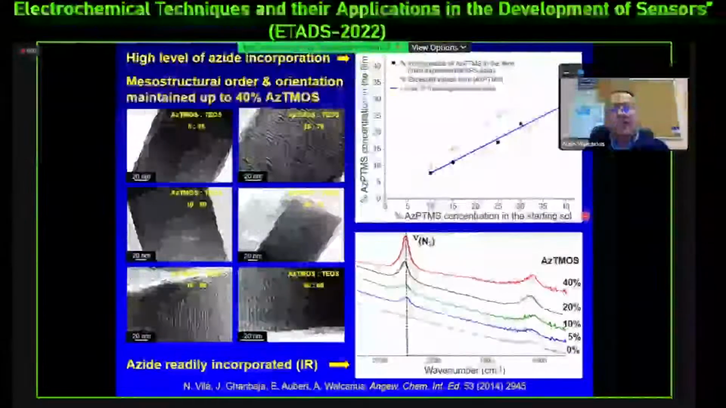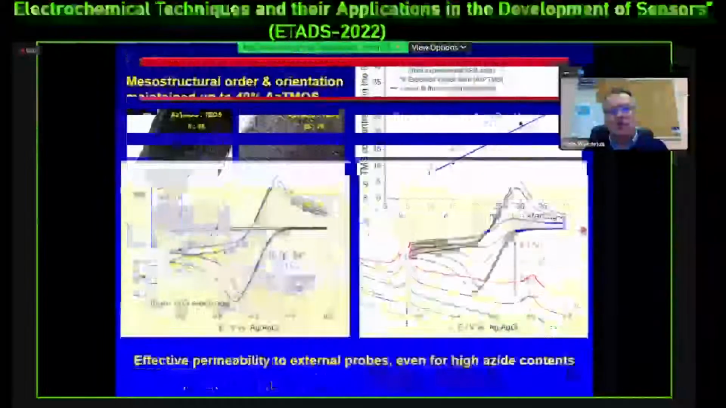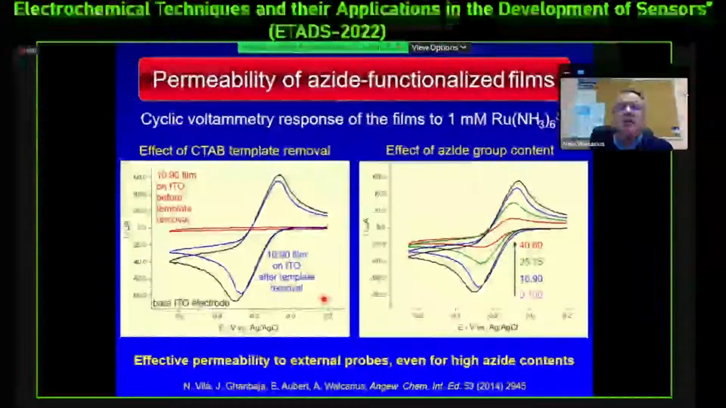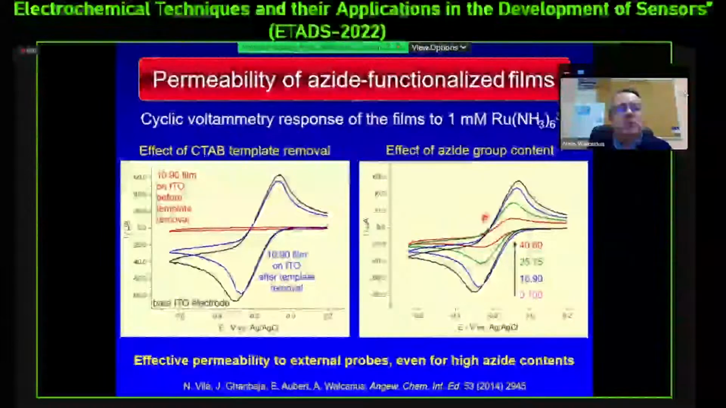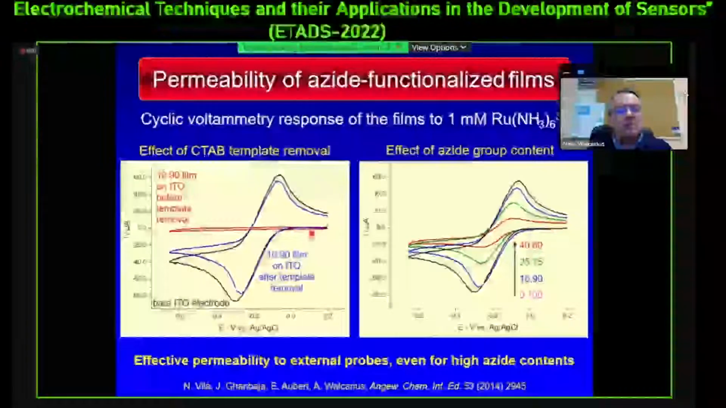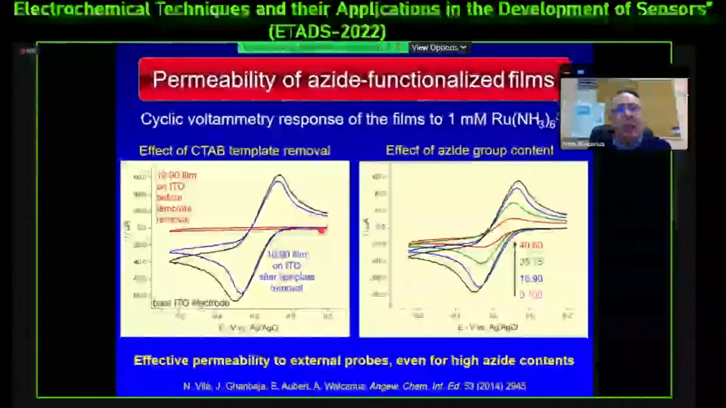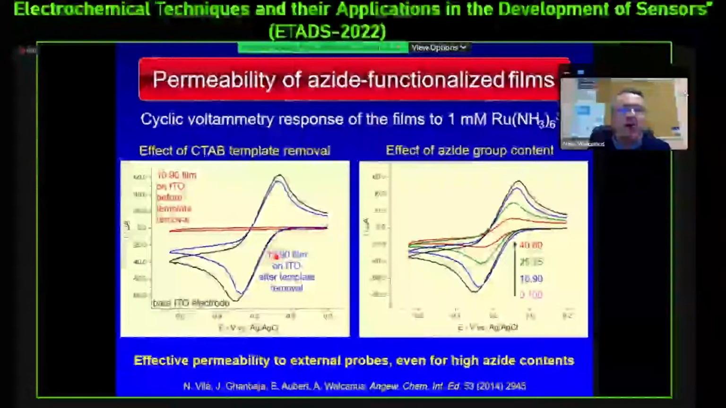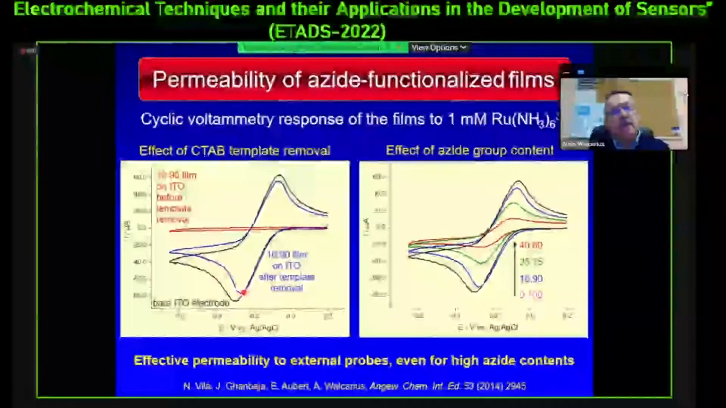So we have ordered films oriented with azide group inside the material. Now, if we characterize the permeability of this kind of films using ruthenium hexamine in solution, as you can see, before extraction of the template, we don't have any response. That means that the film is perfectly deposited on the surface. And for a film bearing 10% of azide, we observe a well-defined response after removal of this template.